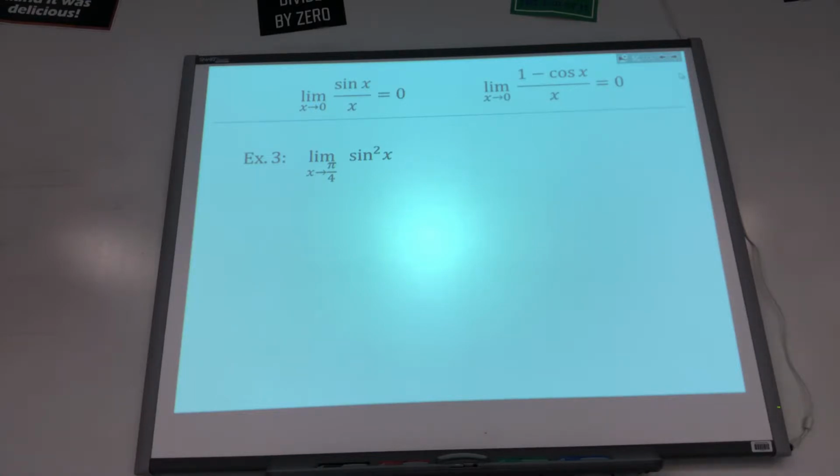Example 3, the limit as x approaches pi over 4 of sine squared of x.